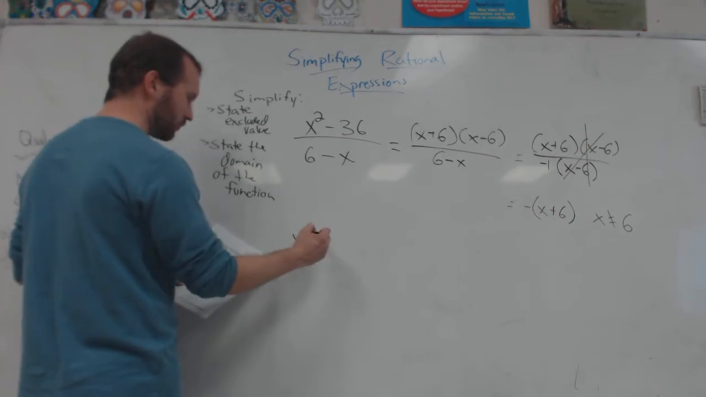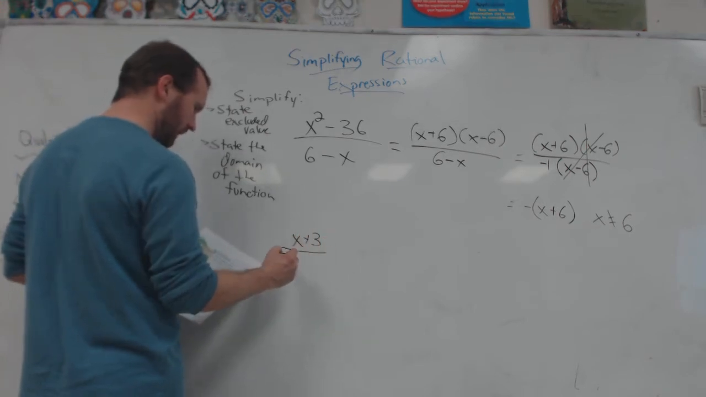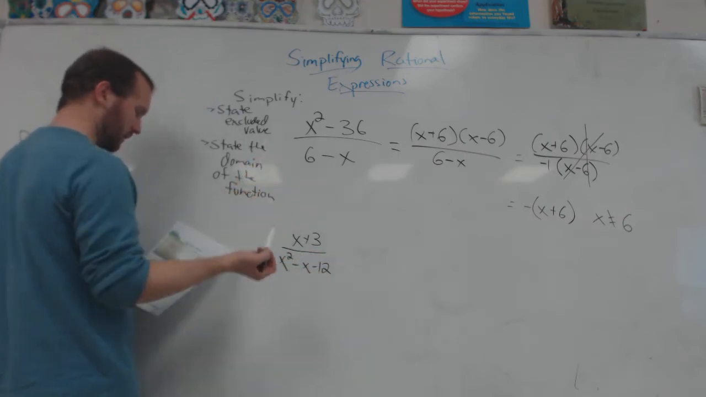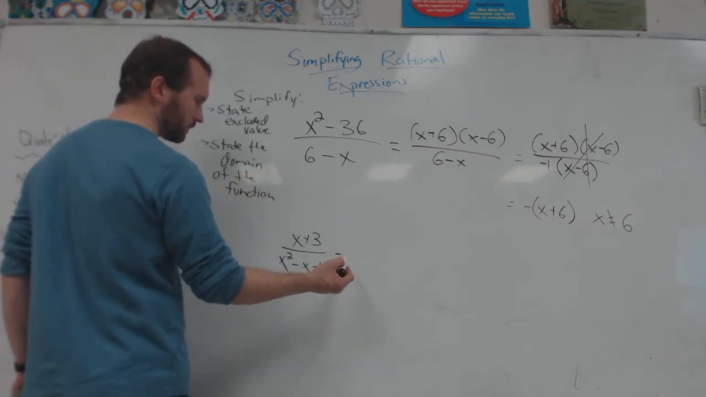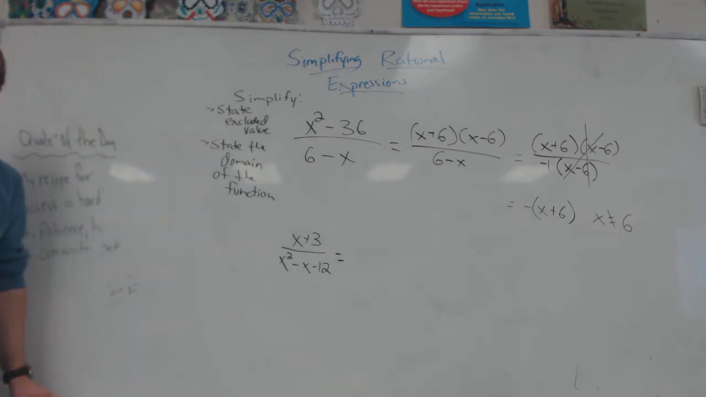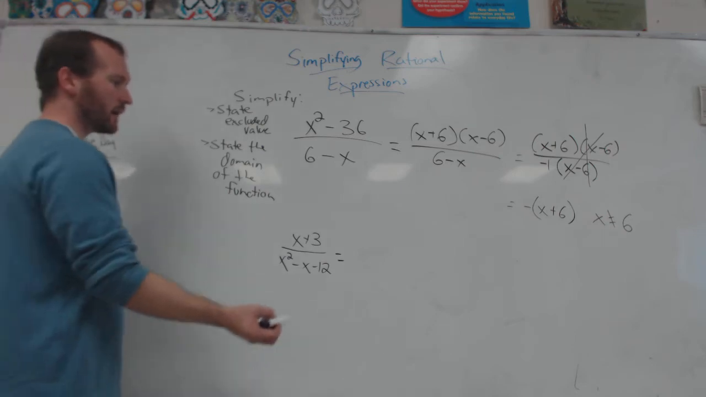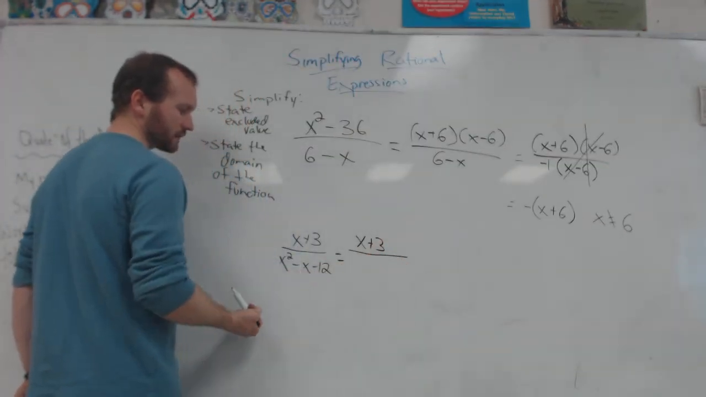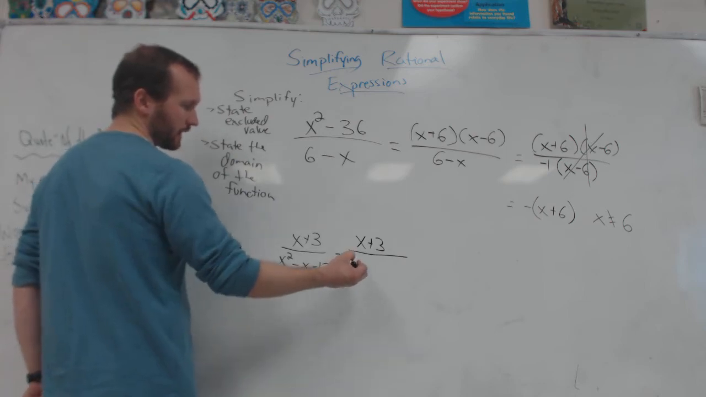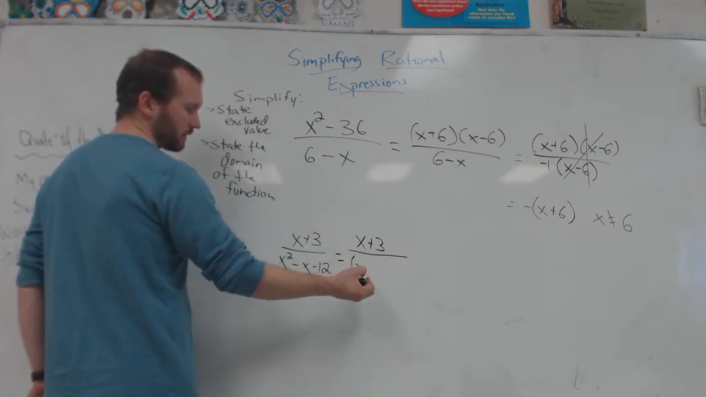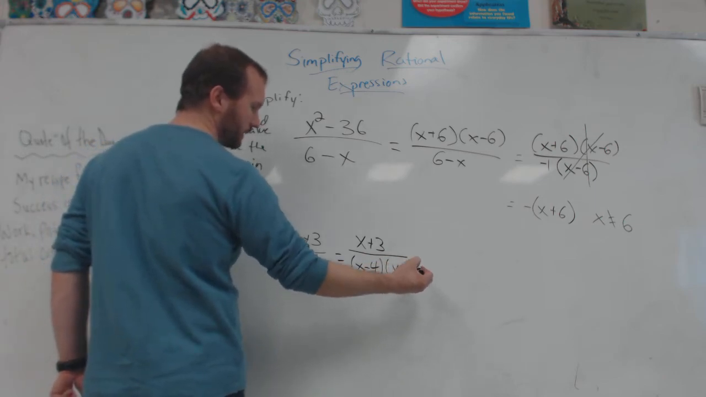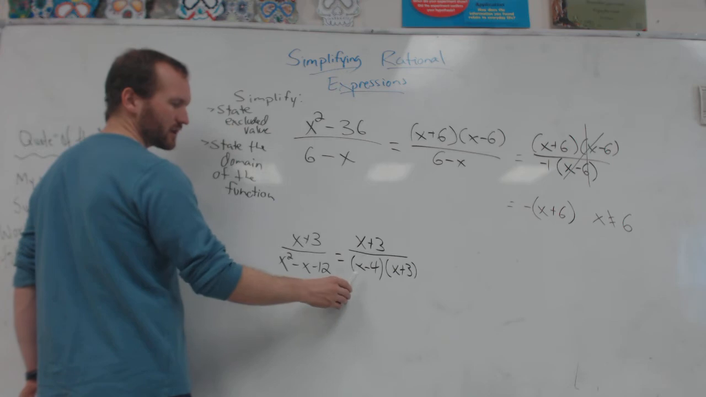Let's say I gave you x plus 3 over x squared minus x minus 12. Same instruction. Can the top be factored? No, it's already factored, right? So I'm not going to do anything to the top. But on the bottom, I could factor this. I would factor it as x minus 4 and x plus 3. Right? Just a quick check in my head.